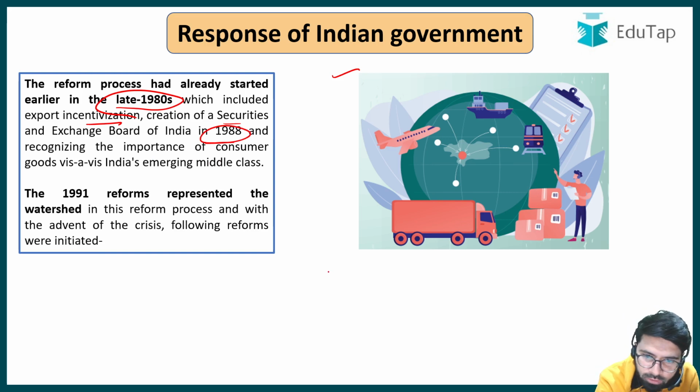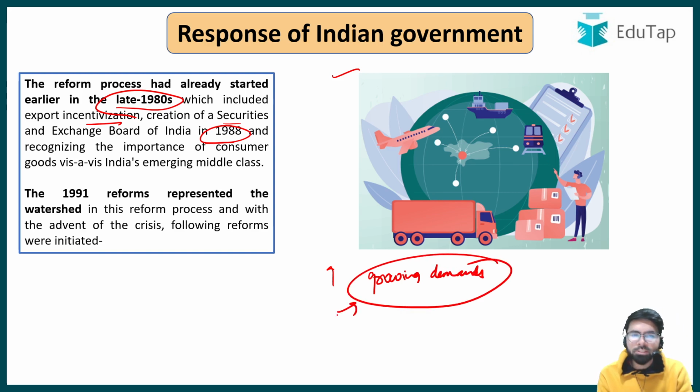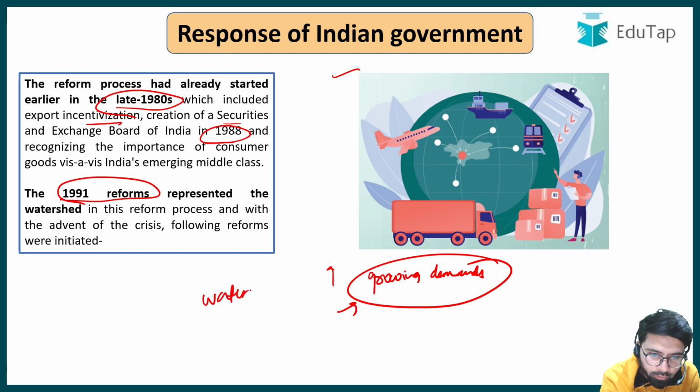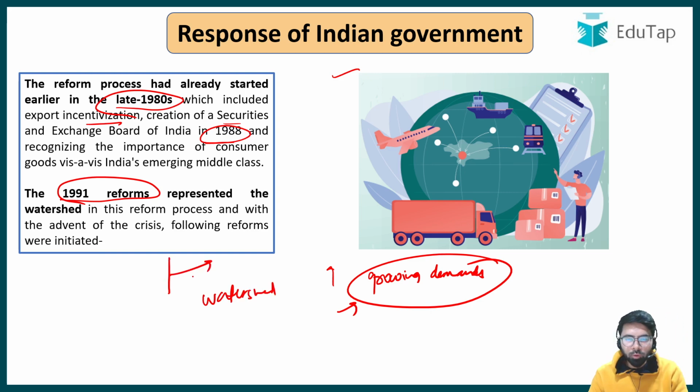The Indian middle class was growing and it had growing demands, and to fulfill these demands consumer goods were needed in large amounts. So what exactly did the government do to fulfill that demand? We will be looking at it in the upcoming slides. The 1991 reforms are the major watershed moment in India's growth story. Since then India has never looked back, and the rest is history.